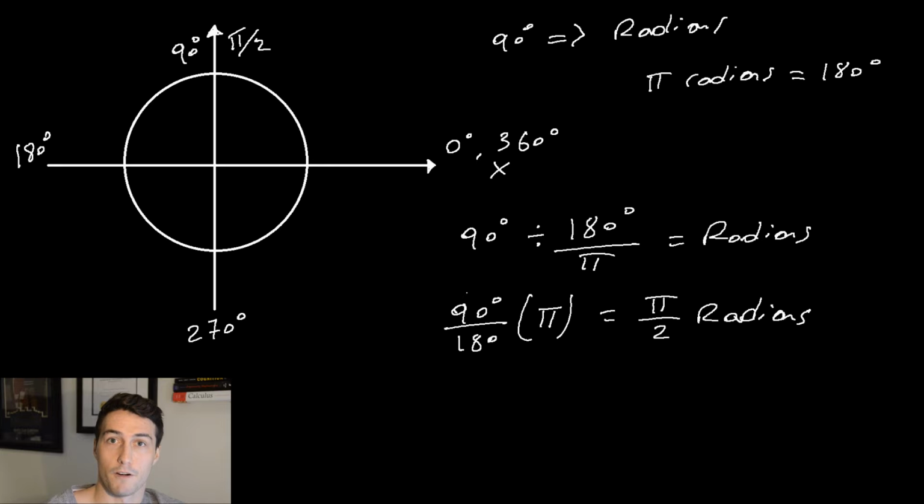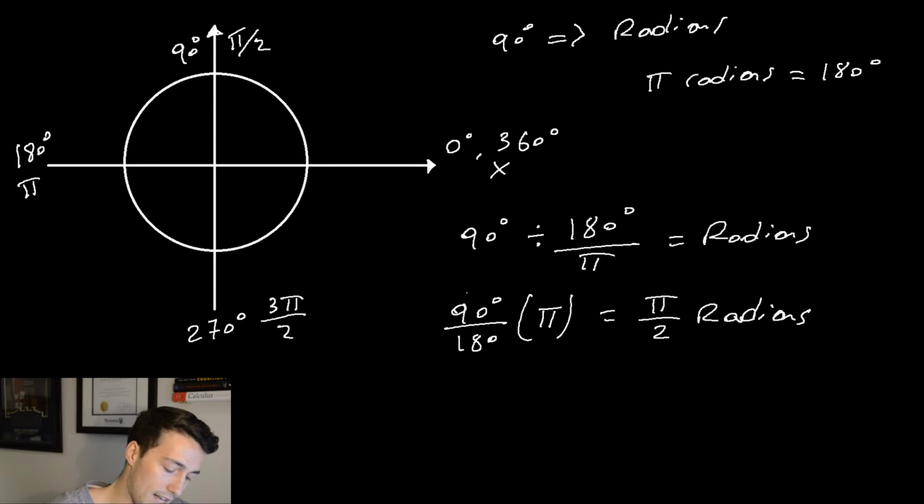Now this can be done for all the other axes. So for 180 degrees, that ends up being pi. And then for 270 degrees, that ends up being 3 pi over 2. And as we said previously, we can represent a full revolution or a full circle as 2 pi.